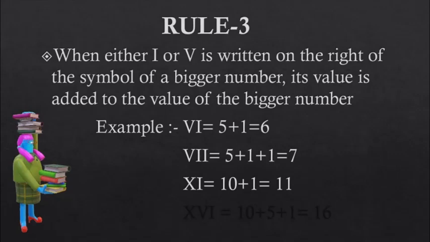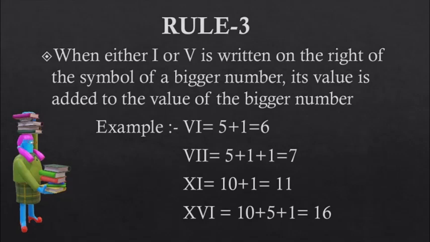Next, now on the right hand side of X, we have a 5, that is V, and an I, which is 1. So now again X is a bigger number, and on the right hand side we have written 5 and 1, which is V and I. So that means we will add them. So that will be equal to 10 plus 5 plus 1, which is 16.